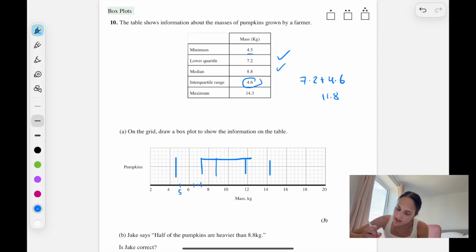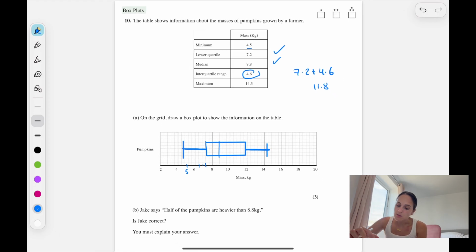So now we connect the quartiles, so the upper, the lower, and the median into a box, and then we just add on the endpoints like so. So that is the box plot.